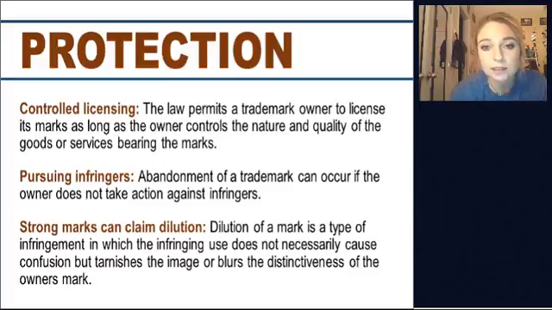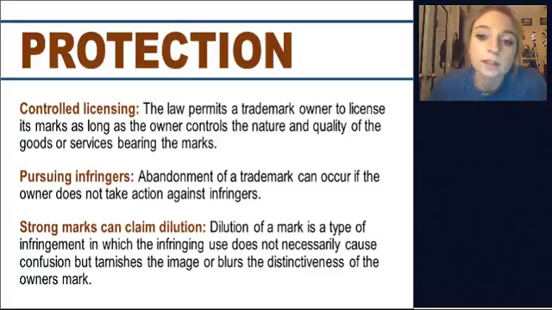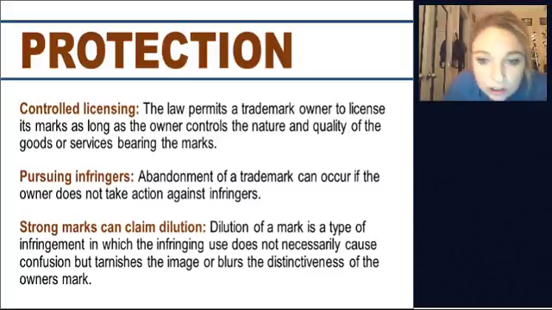Pursuing infringers: abandonment of a trademark can occur if the owner does not take action against infringers. And then strong marks can claim dilution. So dilution of a mark is a type of infringement in which the infringing use does not necessarily cause confusion, but tarnishes the image or blurs the distinctiveness of the owner's mark.